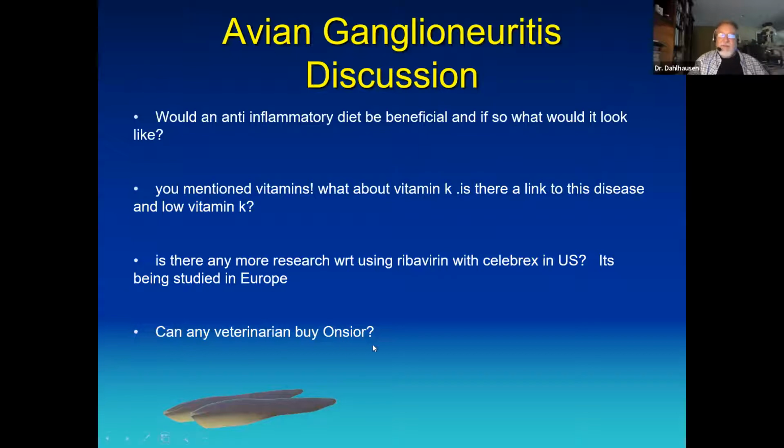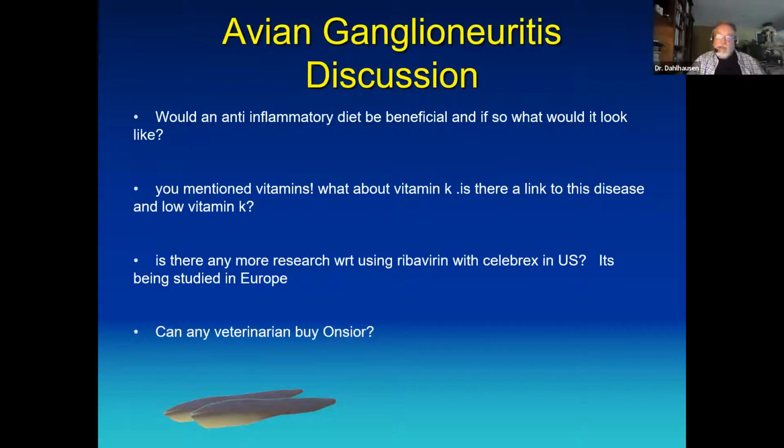Can any veterinarian buy Onsior? It's readily available in the United States? Yes, in the US, it's readily available. And I think in Europe. Injectable. Now, the point for all of the viewers is that you and I are using the injectable form. Yes. We are not using it orally. We're only using Celebrex orally. So that's what they need to distinguish, because there is the pill form of it too. I have no experience with that. I also have no experience with it.